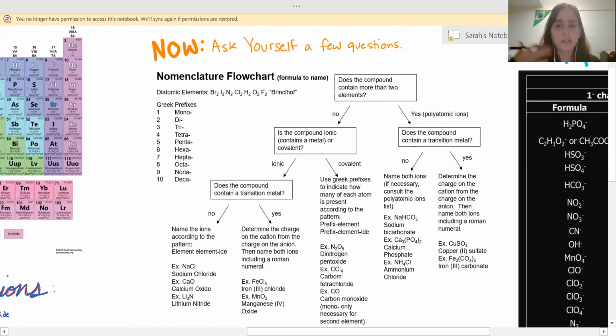Before we go through this chart, something else that's really important to memorize are the diatomic elements. A diatomic element means that usually in nature it exists together. So oxygen doesn't usually exist by itself. It usually exists as 2 of them together, so O2. And this is a really great acronym, Brinkelhoff.